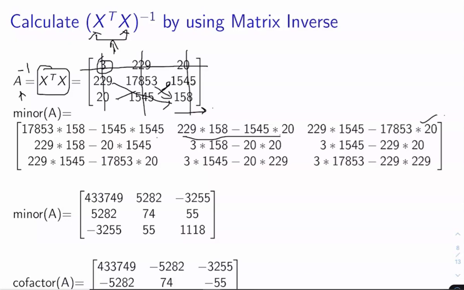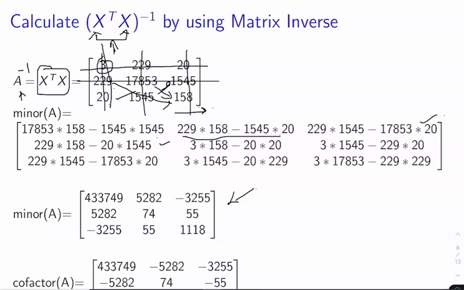In order to find the minor of the second row, first element, you remove the second row and first column. 17,853, 229 multiplied by 158 and 20 multiplied by 154. So like this you need to calculate the minor at each element, and this is the result of the minor of each element.